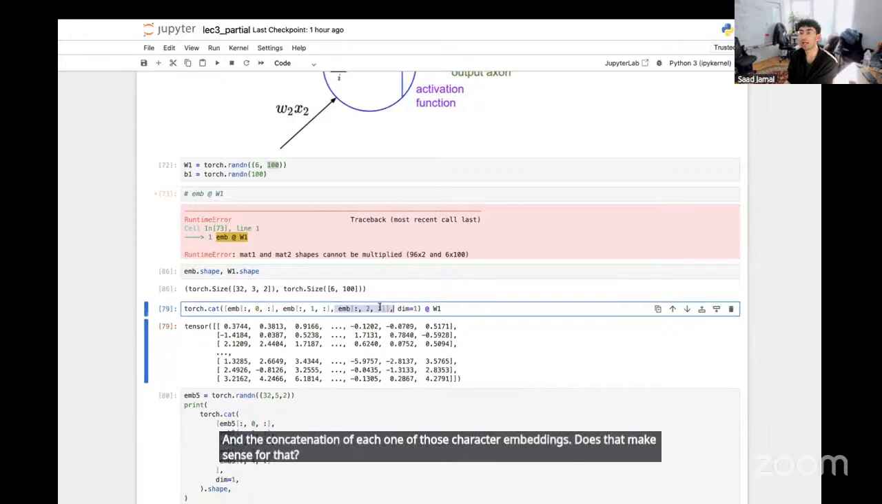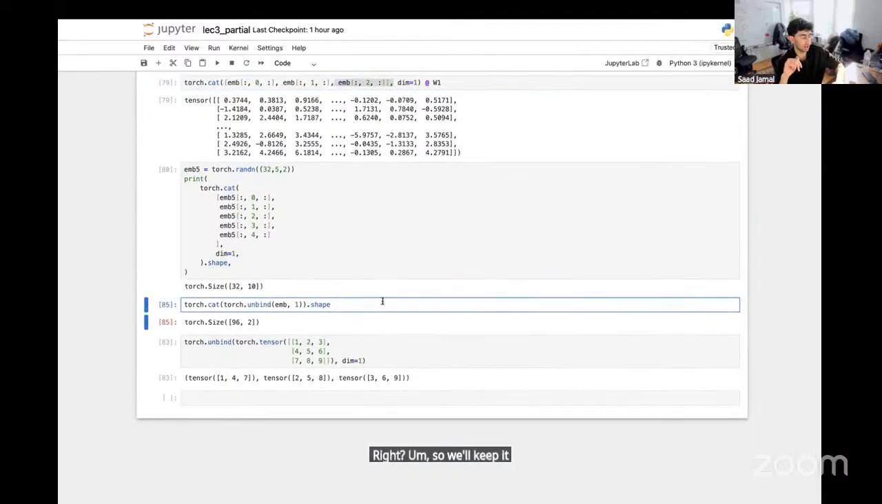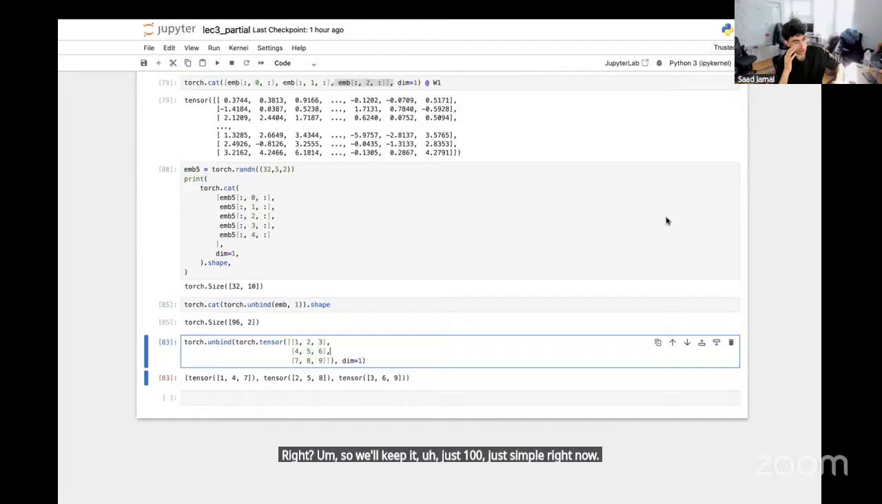Okay, awesome. Aditya asked, is 100 an arbitrary choice? Yes, 100 is the dimension of our hidden layer. It's a hyperparameter. We can adjust it to be whatever we want, right? So we'll keep it just 100, just simple right now. Okay, is that good, Faizan?